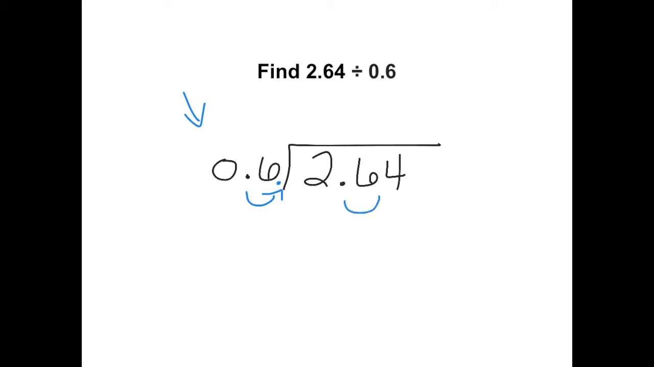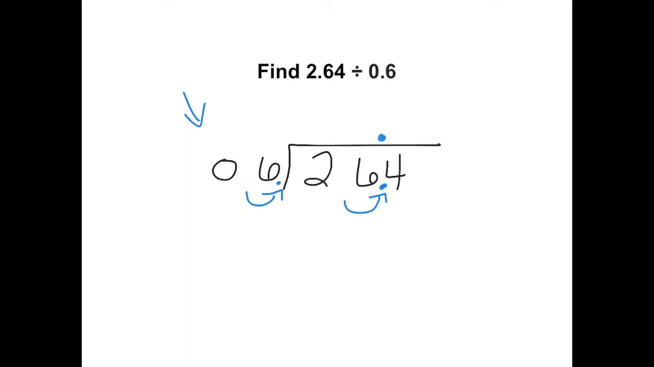Whatever we do to that decimal, we have to do the same thing to this decimal on the inside. And then where we move the decimal, we also want to bring it up because that's where it's going to be in our answer. And now we can divide as if we were dividing 26.4 divided by 6.